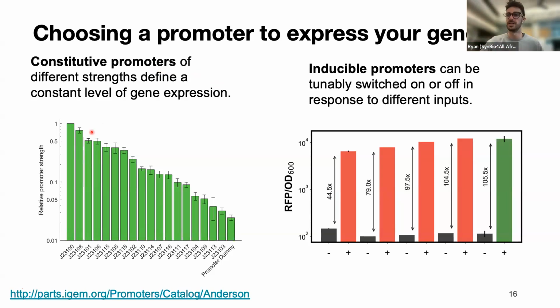So this here is basically a characterization of a bunch of different promoters of different relative strengths. And you can see there's one here that is the strongest, and you can kind of get expression at every level along the way. So can anyone think of an example in which maybe you wouldn't want to express something as strongly as possible for a gene?